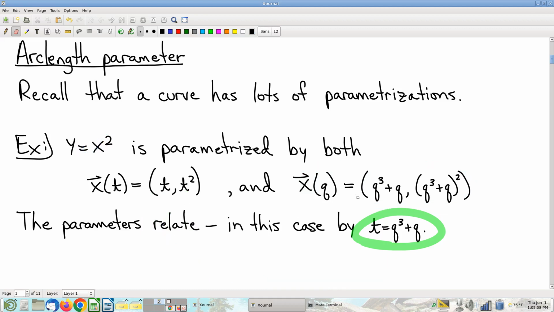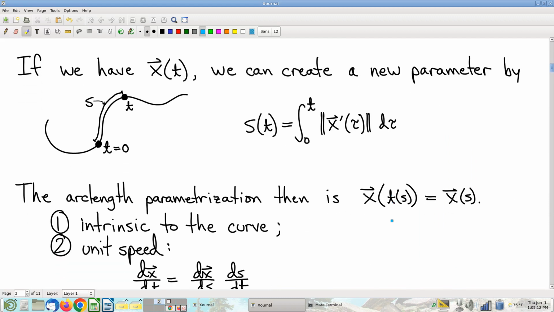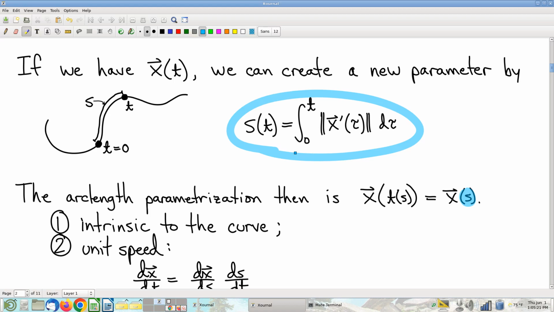So the big idea of an arc length parameterization is to work out the way to use arc length itself as the parameter. In other words, don't think of your position as a function of time. Think of your position as a function of distance traveled.